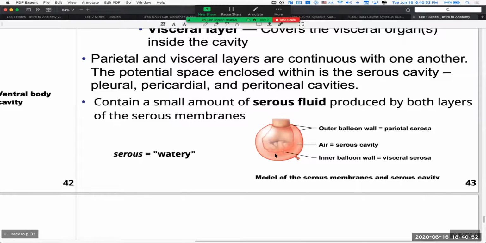They're continuous, with the space between them filled with a thin layer of fluid. That fluid serves the function of reducing friction, so that when your heart pumps or when you're breathing in and out, those two layers rub against one another. You want to reduce the friction as much as possible, and that fluid is there to help lubricate.